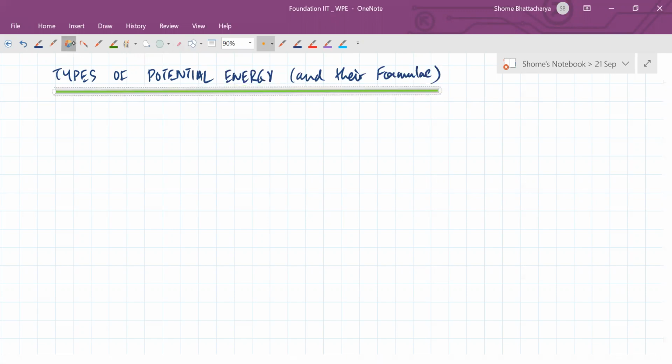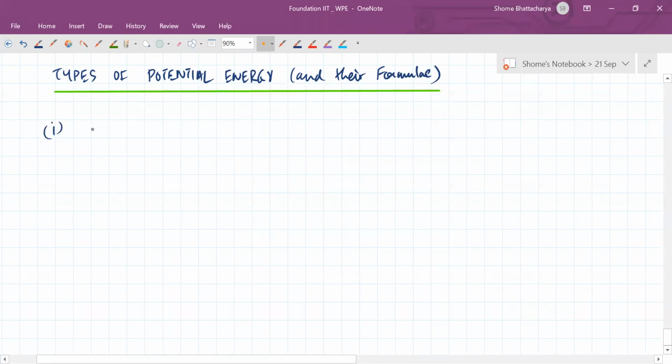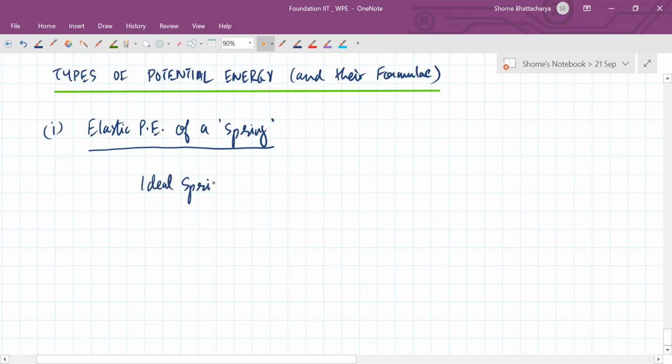So the first one we'll learn about today is elastic potential energy of a spring. An ideal spring has the following properties: that it is massless, and obeys something called Hooke's law.